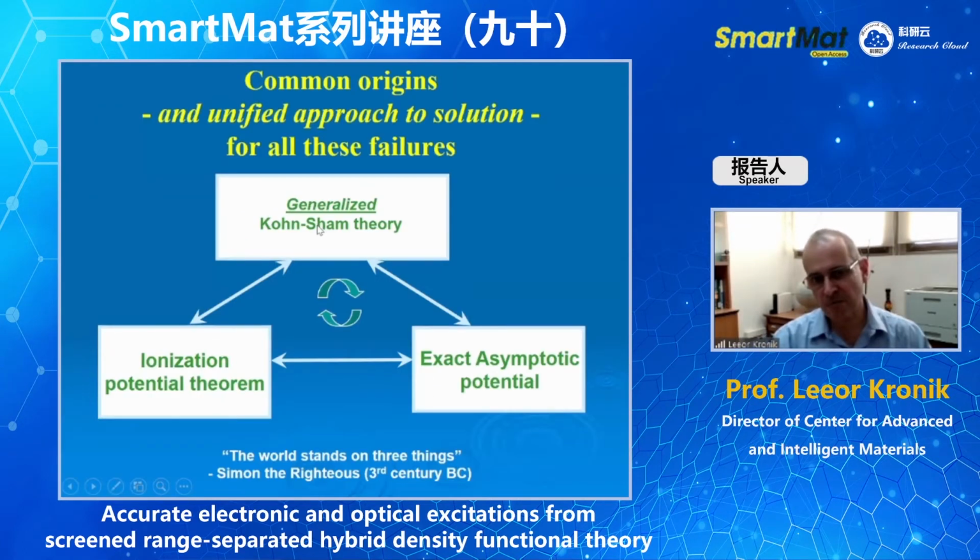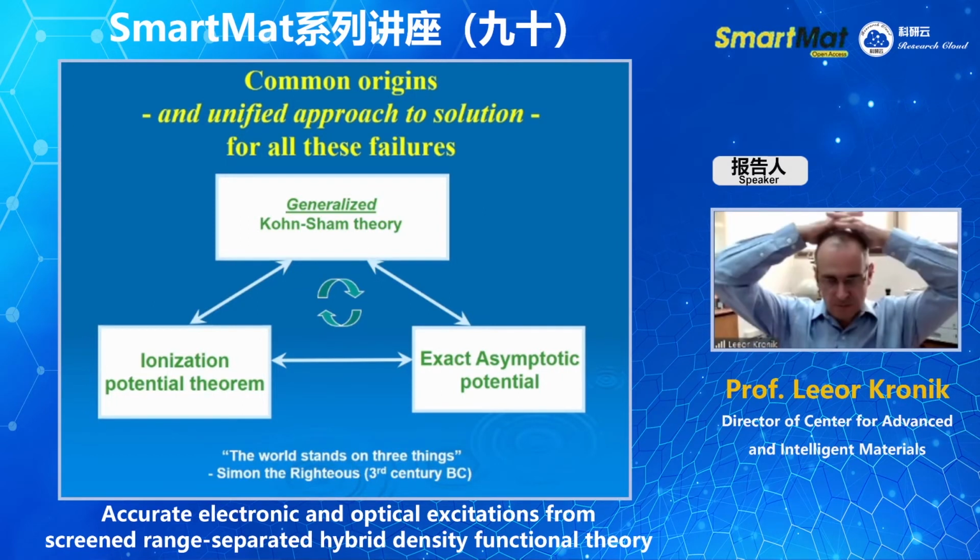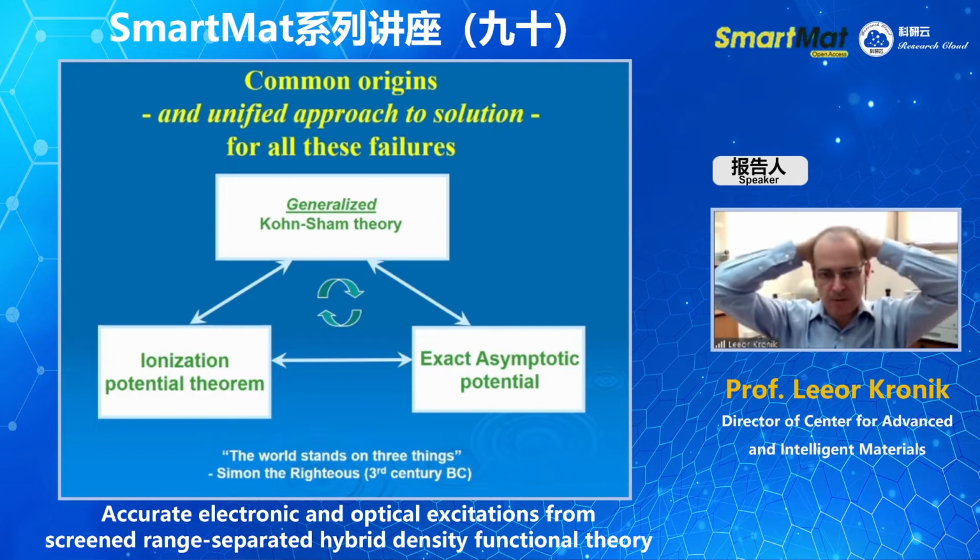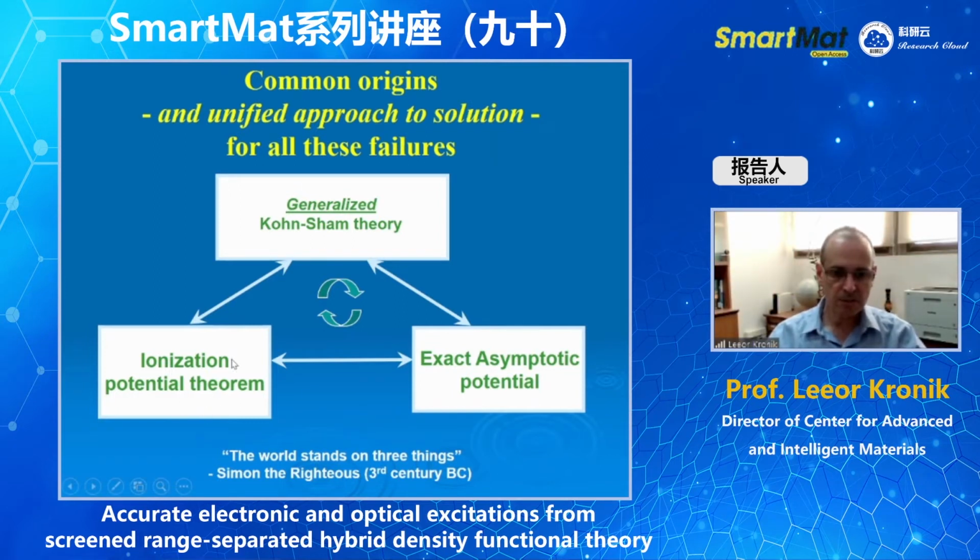So now, the thrust of my talk is that we have been thinking about these things for a very long time. And ultimately, we realized that all of these apparently completely different failures have common origins. And therefore, one can come up with a unified approach to solve all of them within one framework. And this rests on 3 general ideas. One is generalized Kohn-Sham theory. The other is an exact asymptotic potential. And the third is the ionization potential theorem. I will explain what all these 3 are as I go along, and I will show how they solve all of the problems that we have now introduced.